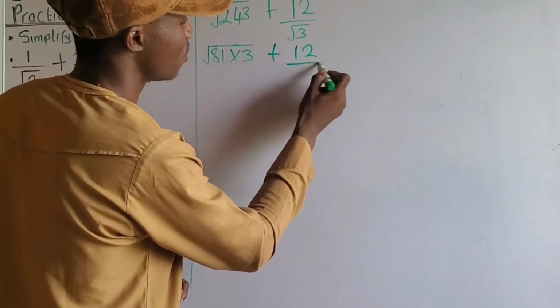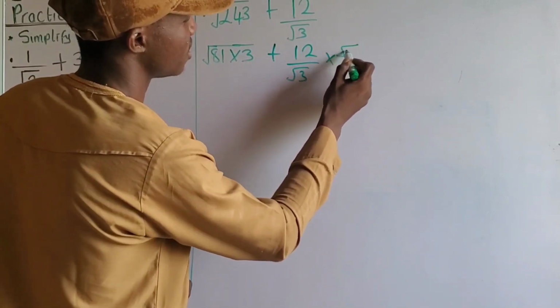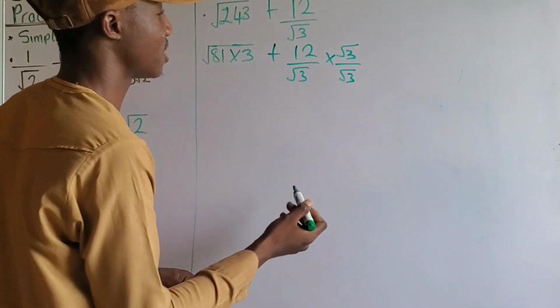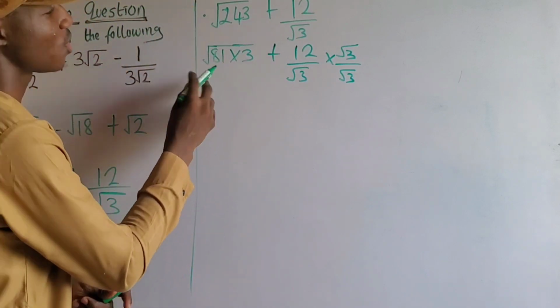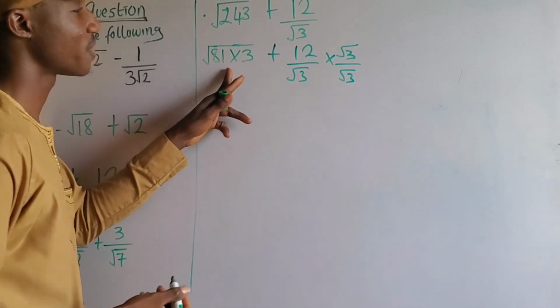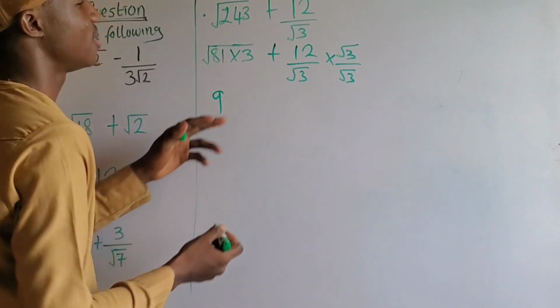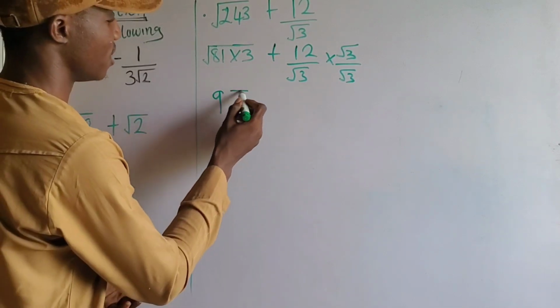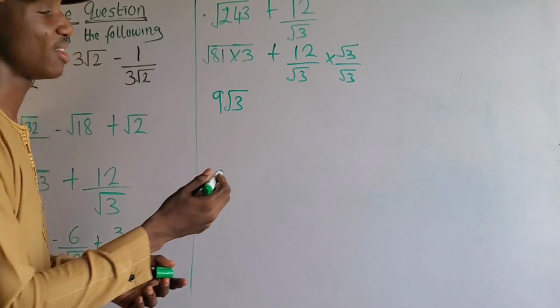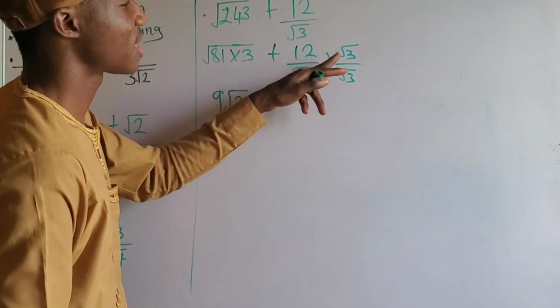I'm going to have 12 all over root 3 multiplied by root 3 all over root 3. Do you understand? Okay, so root of 81 times 3. Square root of 81 will give me 9. So I'm going to have 9. Square root of 3 will give me square root of 3, because we don't want the decimal. Plus, okay, 12 times 3.